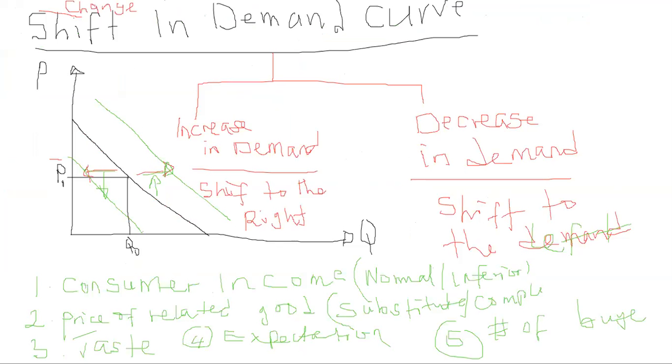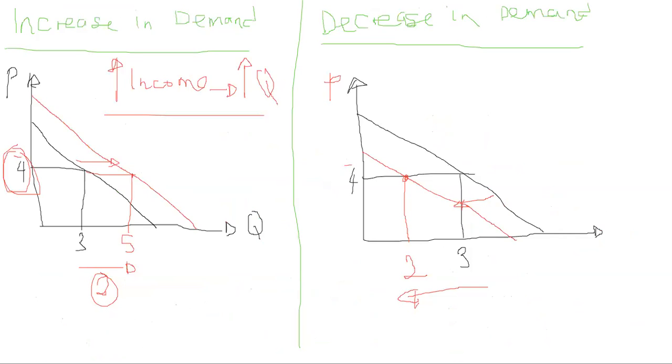So let's look at, first we start with income. So how does a change in income affect demand, quantity demanded of a good? So let's look at how a change in income affects the consumer income.